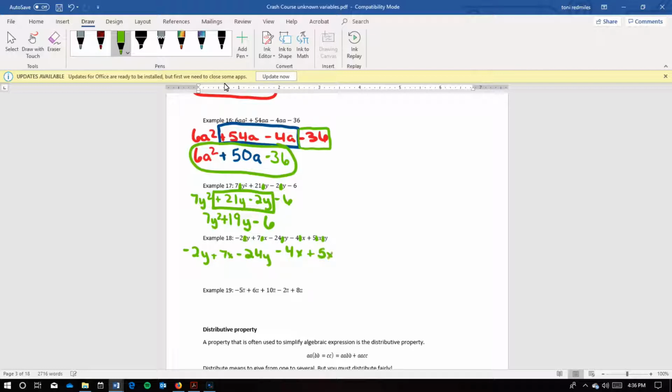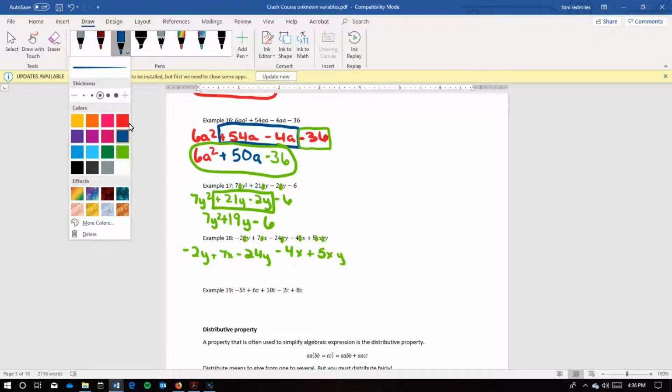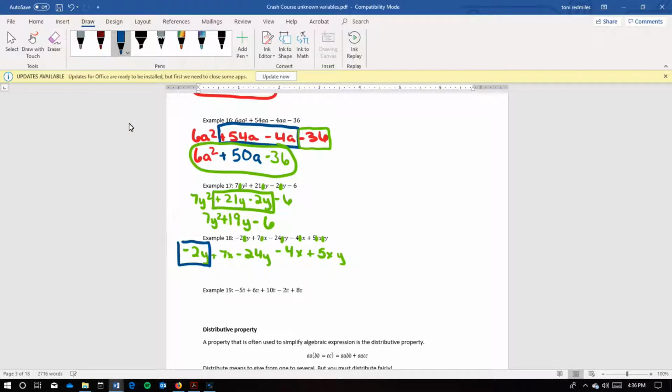So this one has some really crazy stuff going on. Okay, let me change my color. So this first one, -2y. The only other thing that's like with it is this -24y. I can't say it's like with the 5xy because that term has two variables in it. So it would only be like with other terms that both have an x and a y, no matter what order the x and y come in. And I don't have any other terms with both in it. So they're both negative, so I add, keeping the sign.